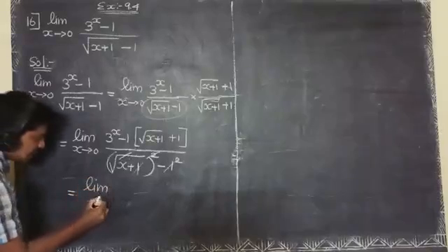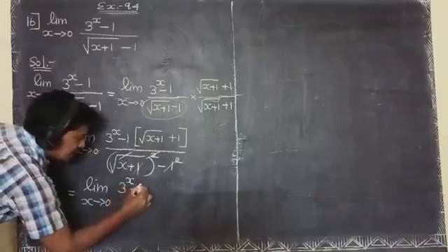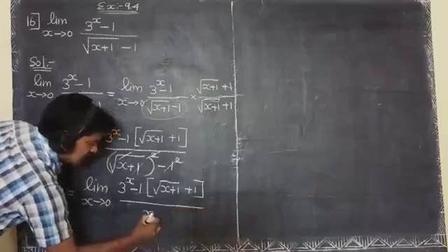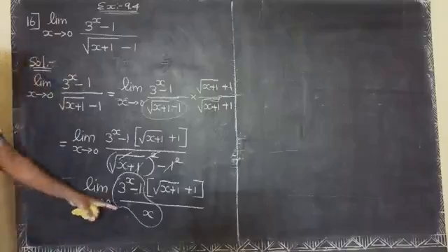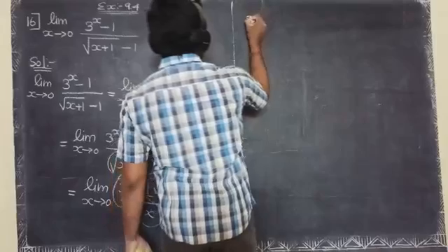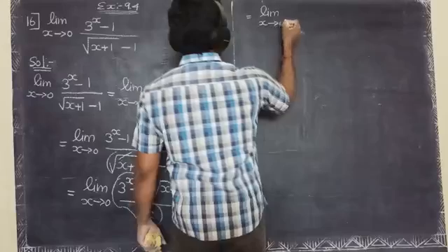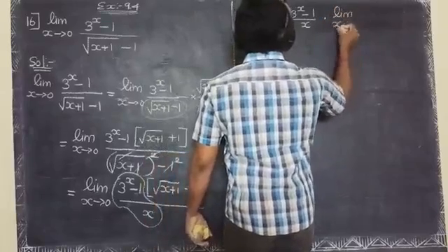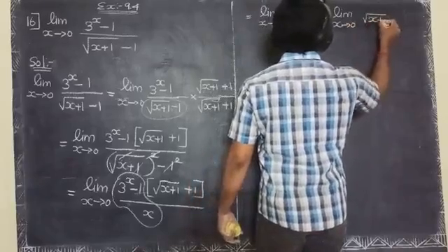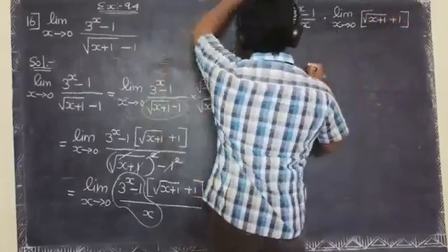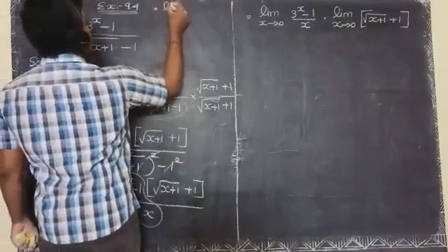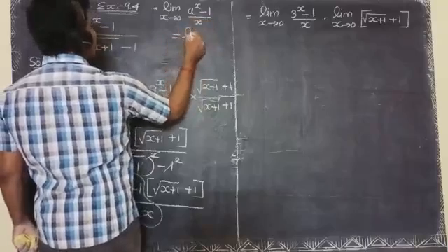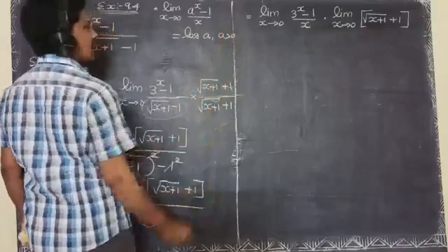That is limit x approaches 0, (3^x - 1) into (square root of (x + 1) + 1) divided by x. Grouping the function (3^x - 1) divided by x, apply the limit to each function. That is limit x approaches 0, (3^x - 1) divided by x, into limit x approaches 0, (square root of (x + 1) + 1). We know the result: limit x approaches 0, (a^x - 1) divided by x, is equal to log a. Here a is greater than 0.